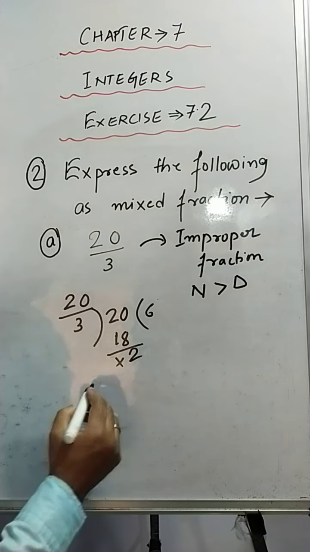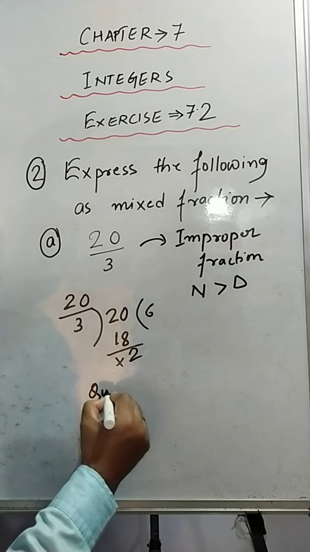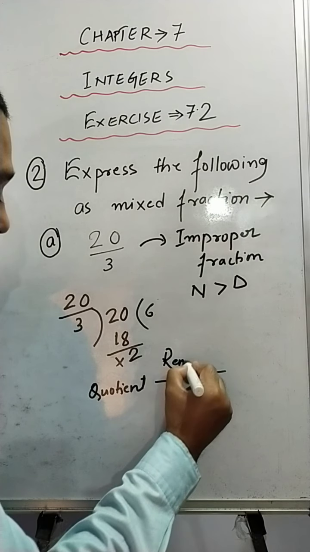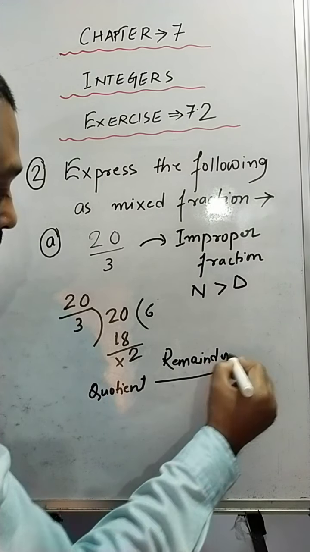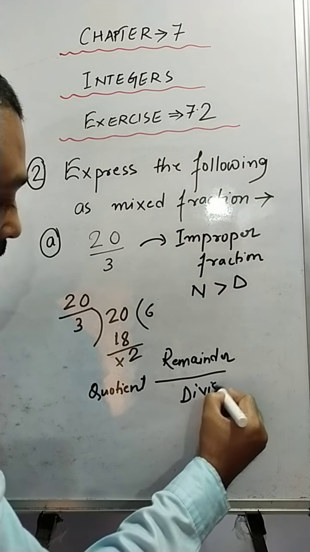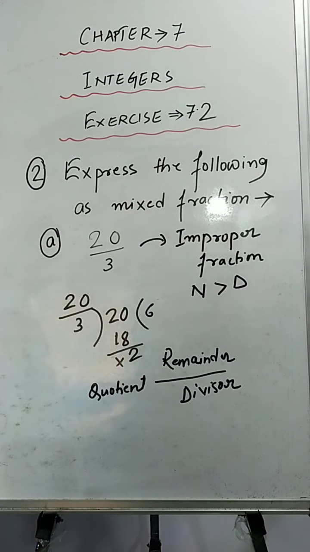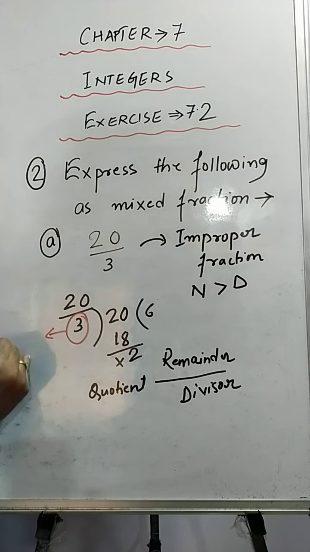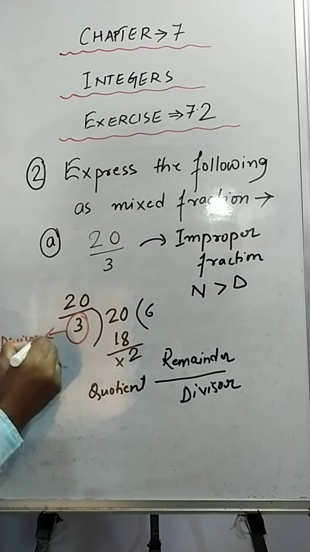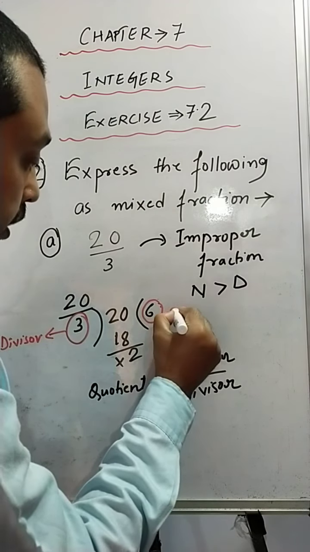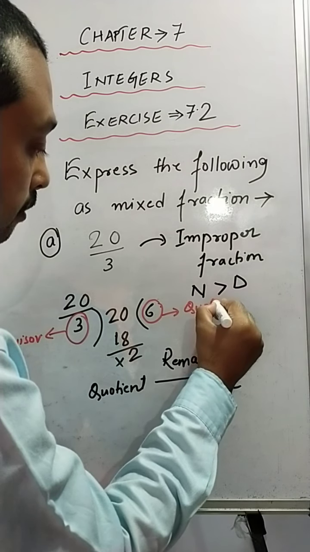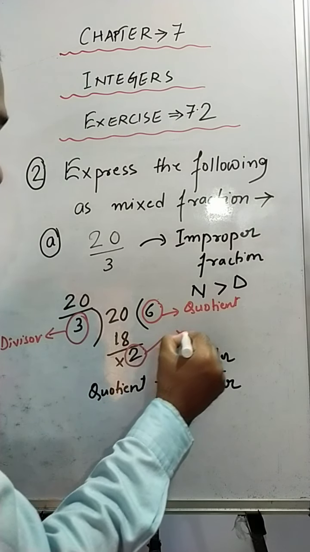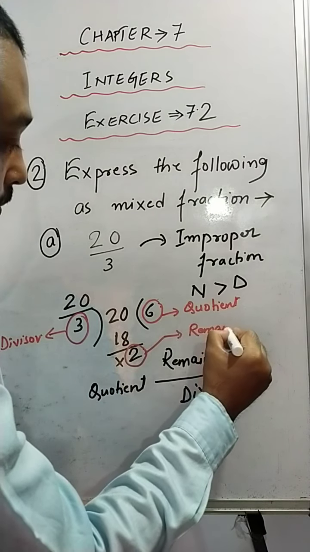To write the mixed fraction form, this is the order that you have to maintain. That is quotient, then you have to write here remainder, and then here divisor. Fine, divisor. So this is divisor, this is your quotient, this is your remainder.